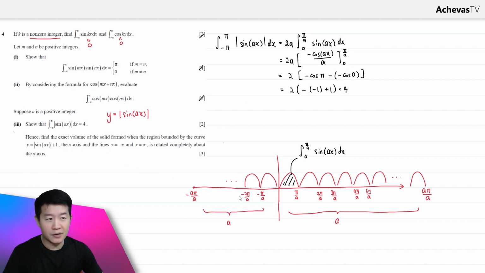A very interesting question, because we actually need to visualize it based on a little bit of pattern recognition, so that we can deduce that from here all the way until the very last hump there are a number of them.